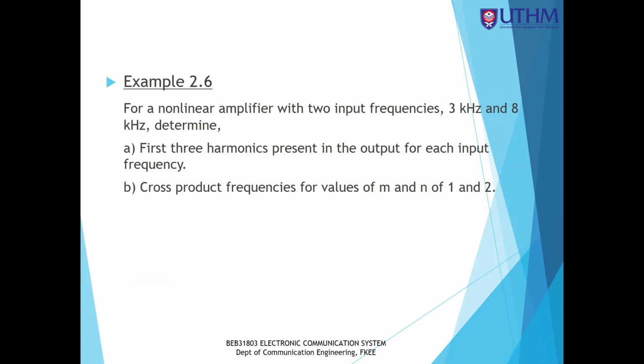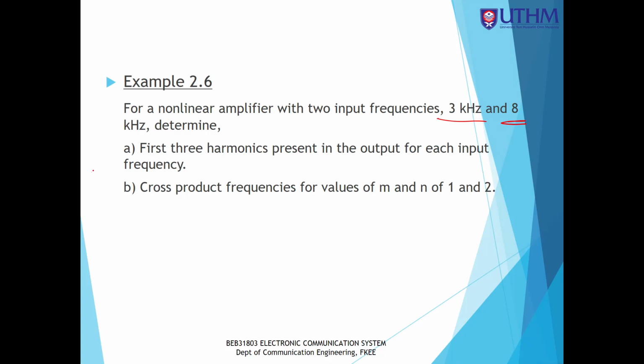Okay, example 2.6 is about the cross product for the intermodulation distortion. So here we have two inputs. Kita ada dua input, 3 kHz dan juga 8 kHz. Determine the first three harmonics present in the output of each input frequency. So remember that these two frequencies will produce harmonics. Each of these frequencies will produce different sets of harmonics.